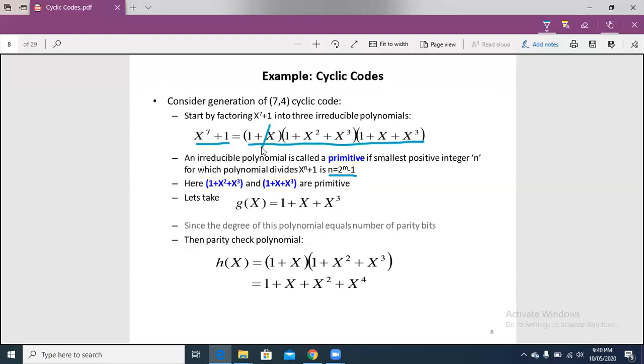So this 1 plus x will not satisfy this criteria, but the polynomials 1 plus x3 and 1 plus x2 plus x3 satisfy this criteria because they are of order m, and they are irreducible. So these two polynomials are primitive polynomials. Either we can choose 1 plus x3 as a generator polynomial, or we choose 1 plus x2 plus x3. So let's say we choose 1 plus x3.